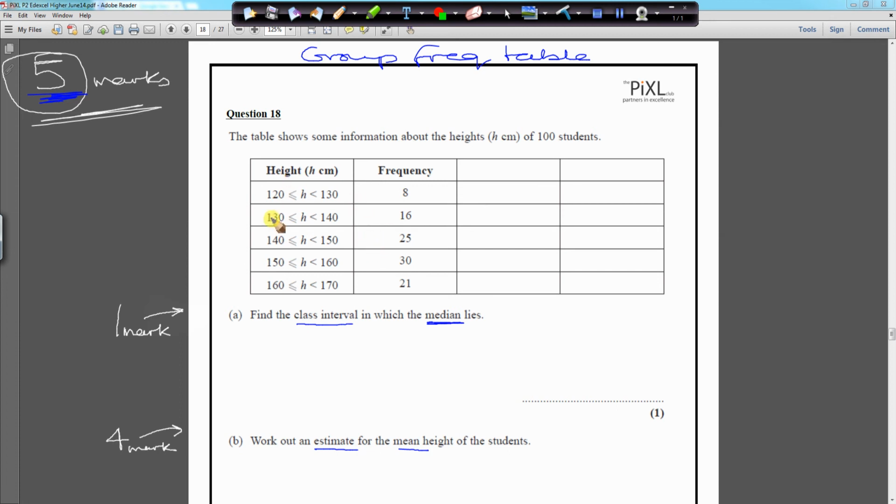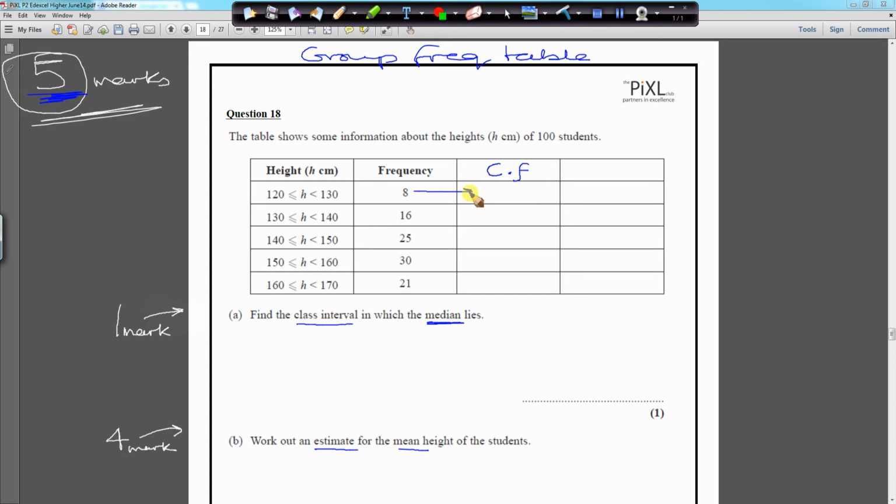Now we're given the height as a range of class widths. We have frequencies. Now to work out the median, this particular question will take me the most amount of time to explain to you. I know it's only worth 1 mark, but here it goes. What I'm going to do is write down cumulative frequency. Cumulative frequency is a running total.